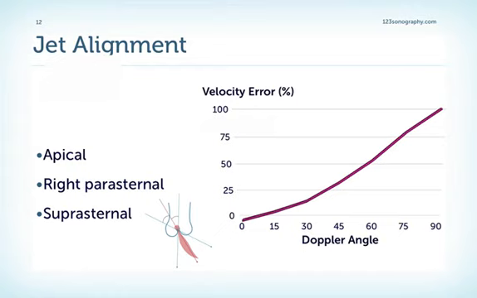Because remember, the gradients are calculated from the maximum velocity. So if we don't find the maximum jet, we will have too low gradients. So we have to try to keep the Doppler angle as low as possible to get the lowest velocity error. Let's look at another demo.